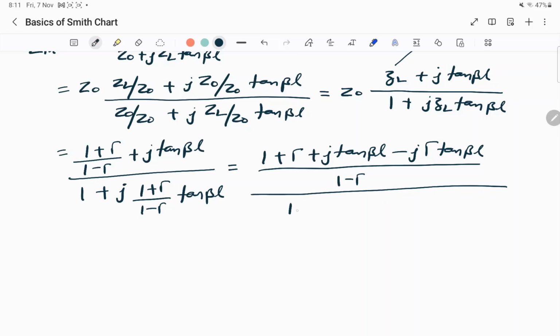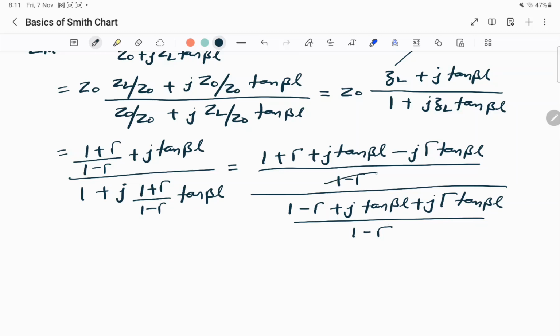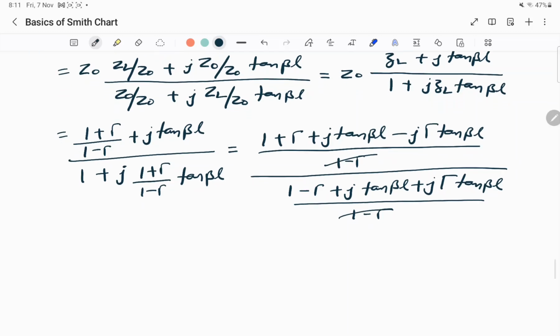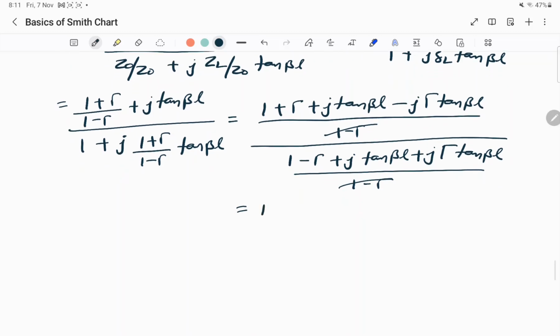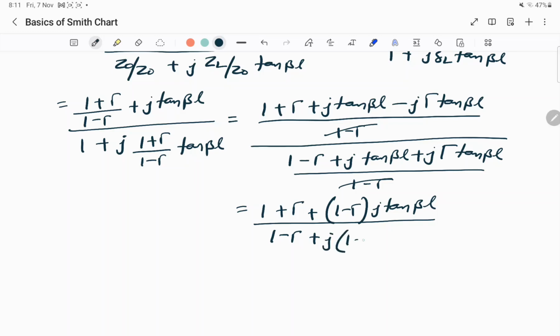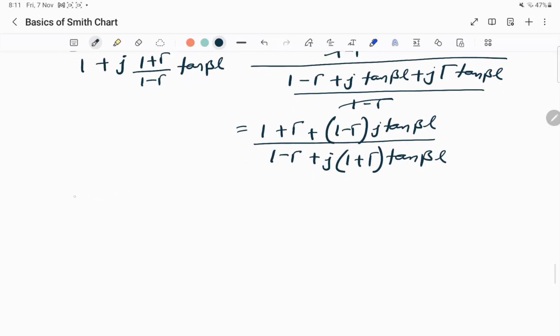divided by (1 minus gamma plus j times tan beta L plus j times gamma tan beta L) divided by 1 minus gamma. So this 1 minus gamma and 1 minus gamma cancels out, and you are left with (1 plus gamma plus (1 minus gamma) times j tan beta L) divided by (1 minus gamma plus j times (1 plus gamma) into tan beta L).